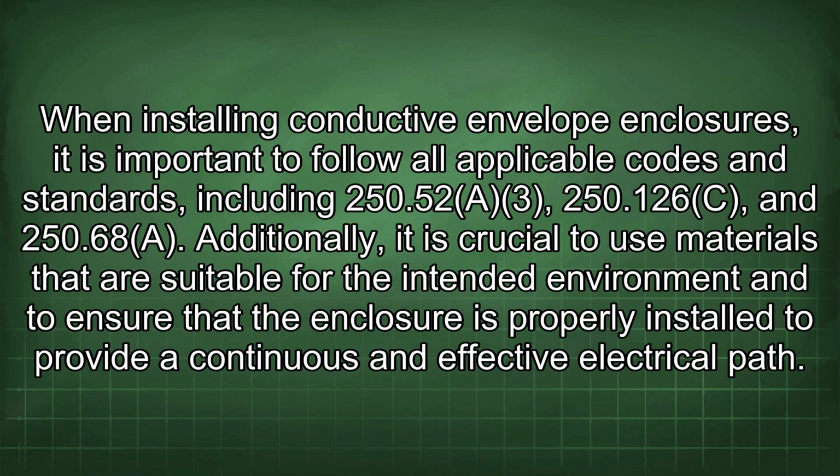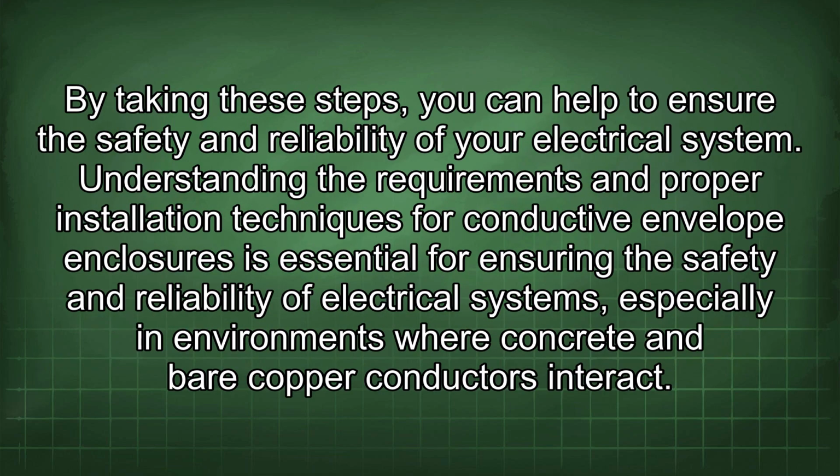When installing conductive envelope enclosures, it is important to follow all applicable codes and standards, including 250.52(A)(3), 250.126(C), and 250.68(A). Additionally, it is crucial to use materials that are suitable for the intended environment and to ensure that the enclosure is properly installed to provide a continuous and effective electrical path. By taking these steps, you can help to ensure the safety and reliability of your electrical system.